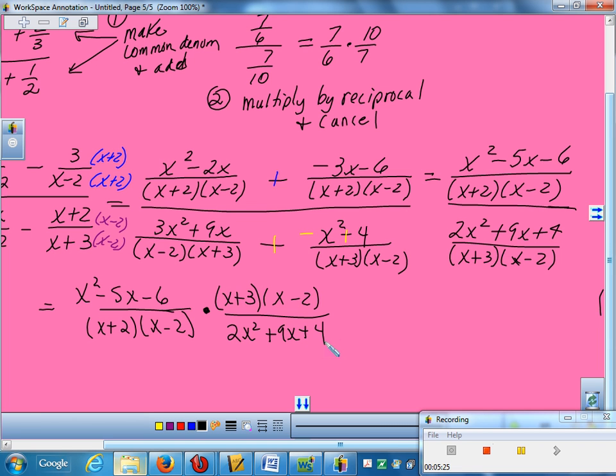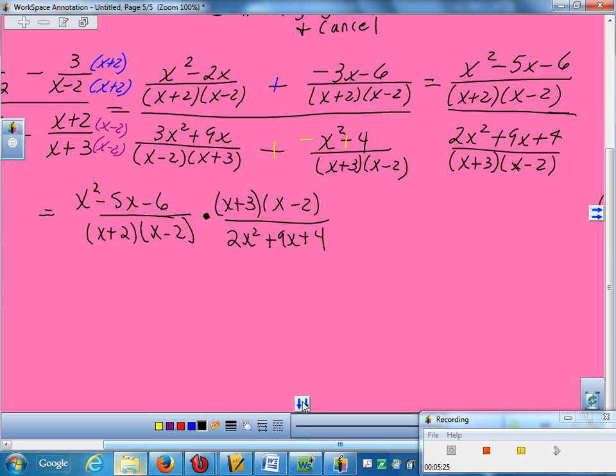Okay, so we flipped. Now, can I do anything? Can I go down any further? I can't go down further. The x minus 2's will cancel. But those are trinomials. Hi, Andrew. You missed the end of this. You can see the end of the problem now.